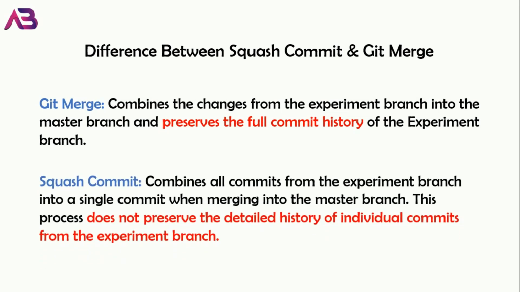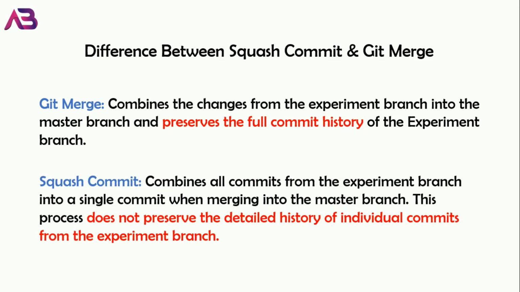Squash commits combine all commits from the experiment branch into a single commit when merging into the master branch. This process does not preserve the detailed history of individual commits from the experiment branch. Just remember that. So hope you have got this.